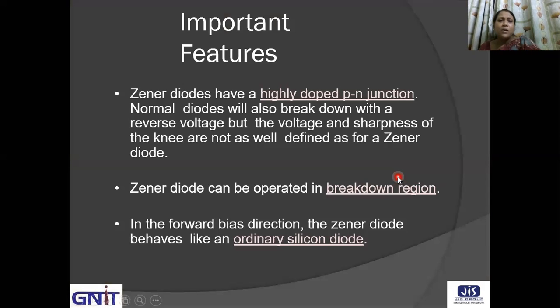So a Zener diode is highly doped, or heavily doped. This is the main feature of a Zener diode. Normal diodes also break down with a reverse voltage, but the voltage and sharpness of the knee are not as well defined as those of a Zener diode. So a Zener diode can be operated in the breakdown region, and obviously in the forward bias condition it looks like an ordinary diode.